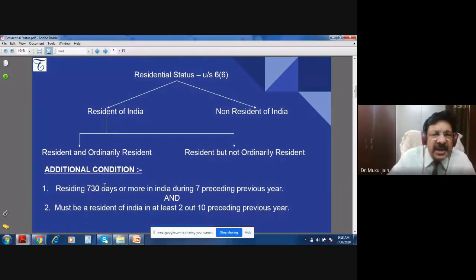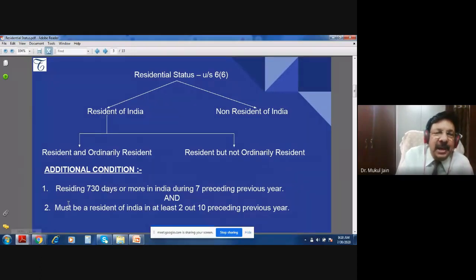Now, if I want to have this tag of resident and ordinarily resident, I should have resided in the past 7 years. That is 19-20, 18-19, 17-18, 16-17, 15-16, 14-15, and 13-14. 7 years. In the previous 7 years, my total should be 730 days.